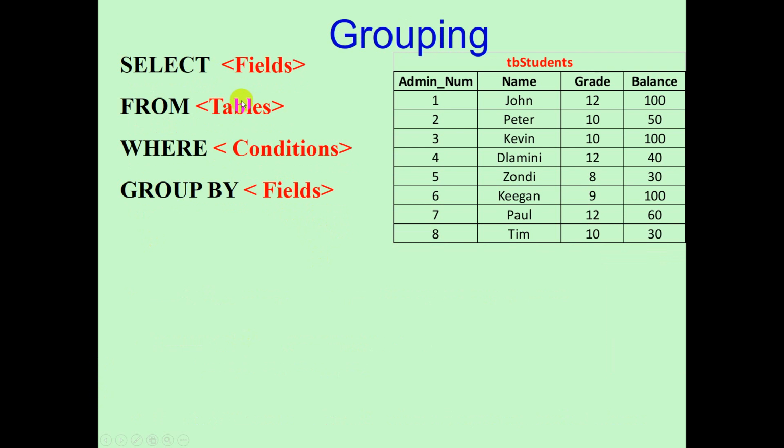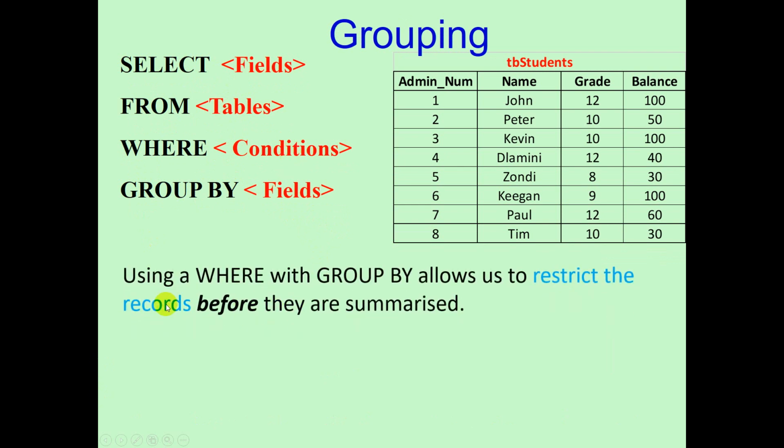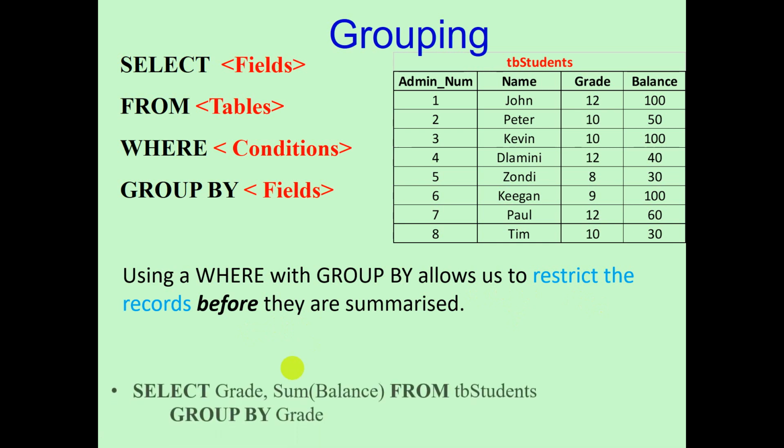Grouping. So we say select from where and group by. Once again, the where is not compulsory. So let's look at our first example. Before we go there, let me give you a note. Using a where with group by allows you to restrict the records before they are summarized.